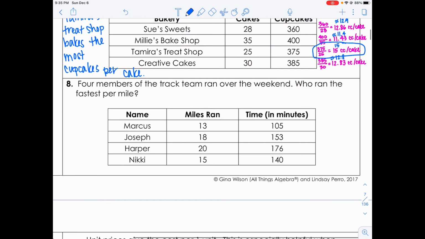All right, go ahead and try to do number 9 on your own. Make sure you are remembering what it's asking you. Notice it says who ran the fastest per mile. That does not mean the biggest unit rate. Think about time and running. The faster you run, the lower your time would be. So go ahead and do number 8 on your own, pausing the video, unpause the video, and check your answers with mine.